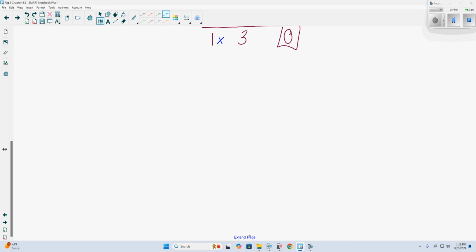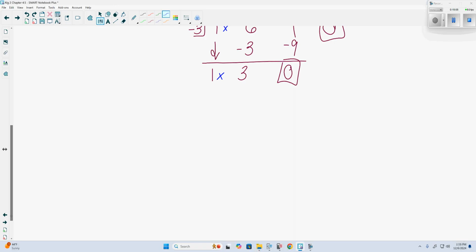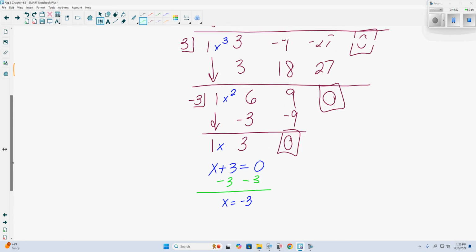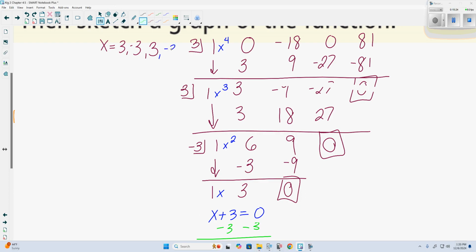And at this point, we could do synthetic division again. But as a degree 1, we're just saying that x plus 3 is equal to 0. Yes, because we would subtract 3, which is telling me that the solutions are, indeed, 3, -3, 3, -3. They both touched the x-axis and went back up. Those are our solutions.